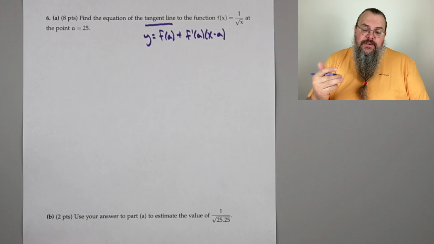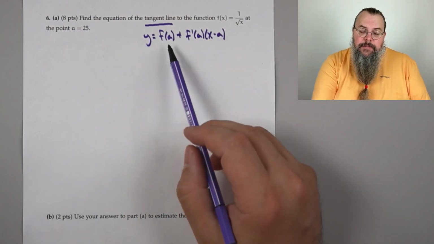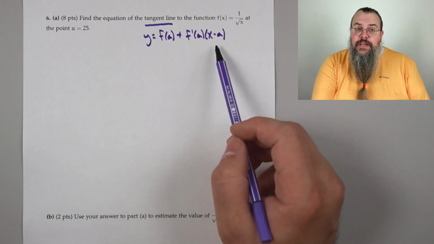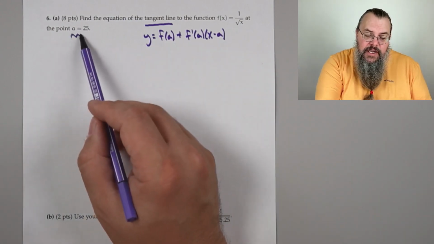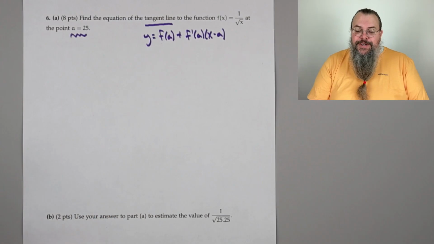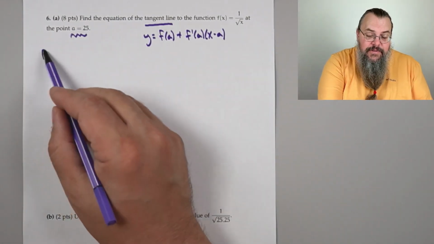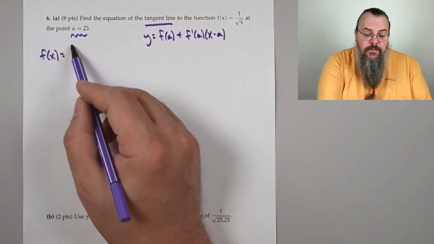You say, all right, so what do we need? Well, we need to know what happens at the point, and we need to know the derivative at that point, and of course we have to know what the point is. Now, they told us the point: a equals 25. Good. What's our function? 1 over square root of x.